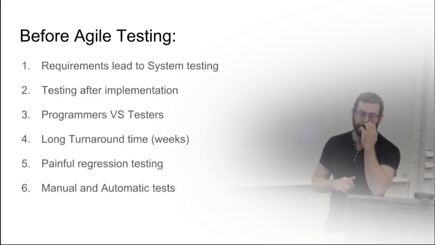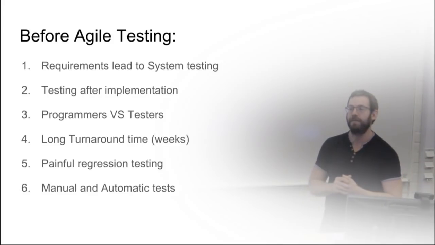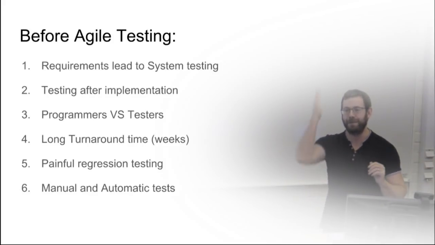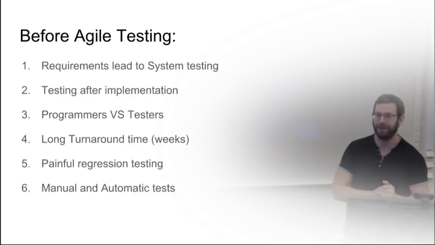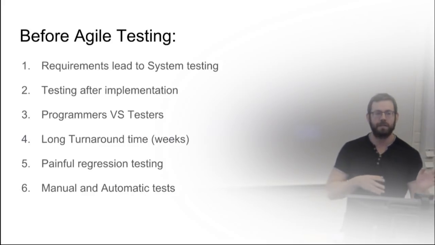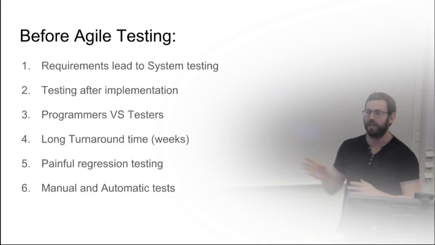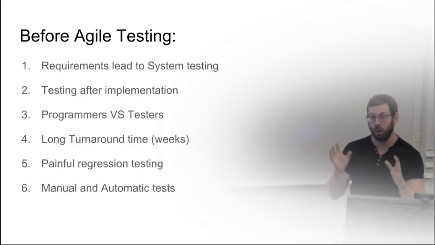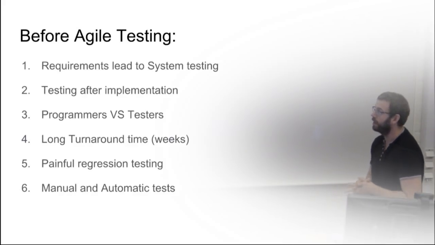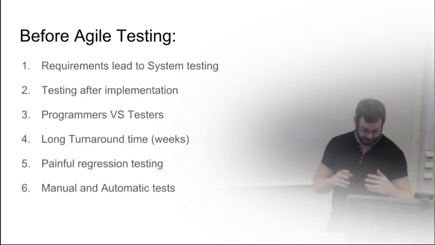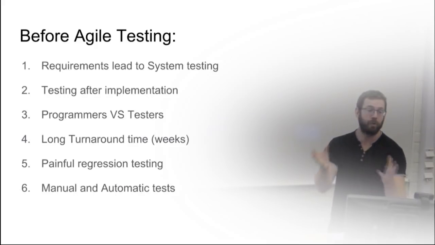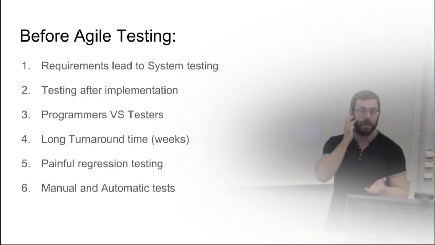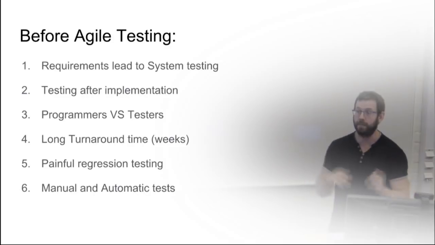But let's say that before agile testing, if there was a line that we could draw, and there isn't, then, okay, we had some requirements. These requirements led to testing, perhaps mostly to system testing, so that we created test cases where we run the entire system instead of unit testing.